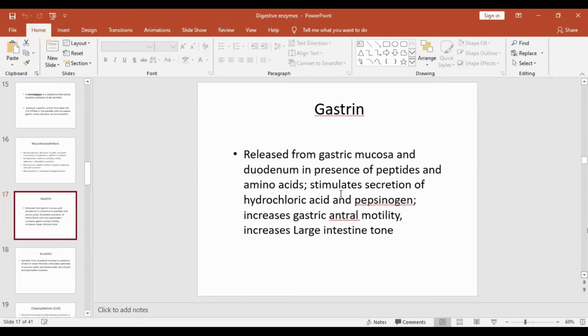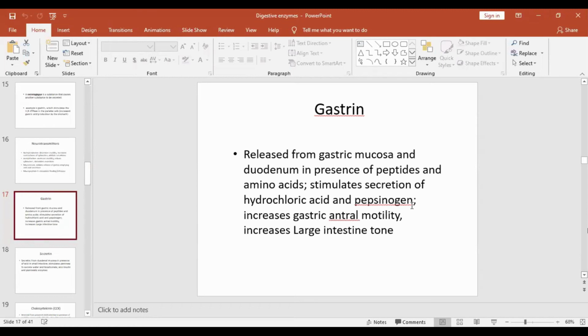Ultimately, the gastrin hormone stimulates the secretion of HCl and pepsinogen, and that increases gastric antral motility. The antral part of the stomach's motility is generally increased by gastrin, and it also increases large intestine flow. Generally we are concerned with the secretion of HCl and pepsinogen, right? So these are the digestive enzymes. HCl is also a strong acid and it also helps with digestion.